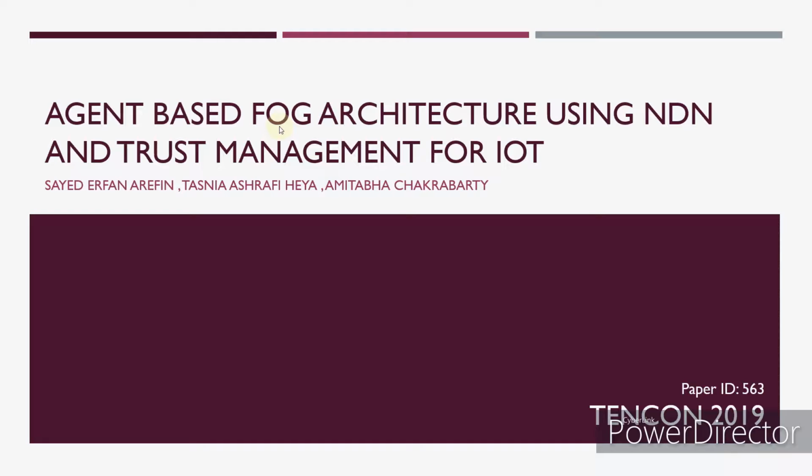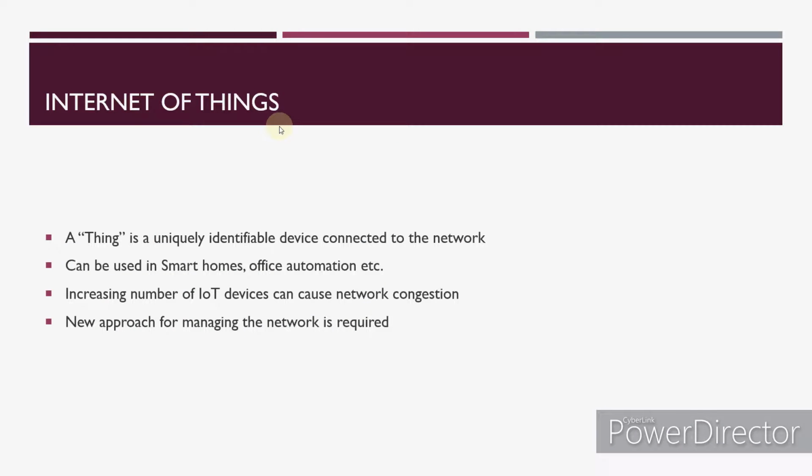So before we get into the discussion of this paper, we need to know what is the Internet of Things. The Internet of Things, or simply IoT, is basically a system of interrelated computing devices or mechanical or digital machines, objects, animals, or people that are provided with a unique identifier and the ability to transfer data over a network without requiring human to human or human to device or human to computer interactions.